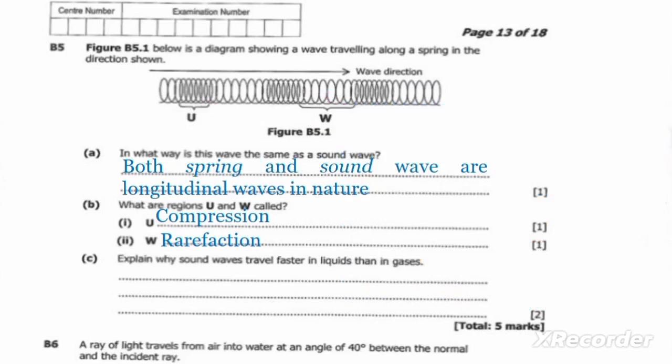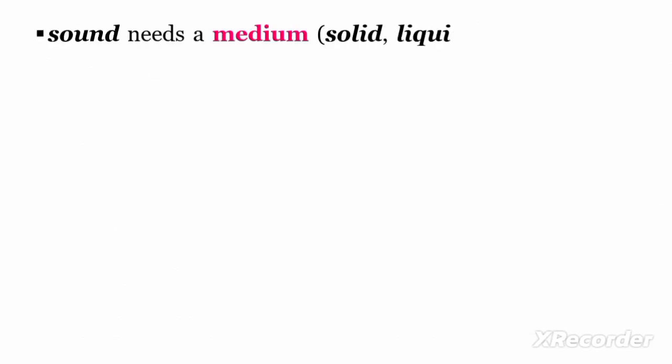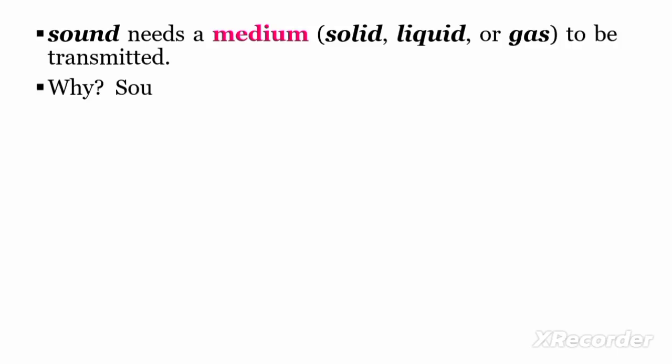We shift to the next question, which is question C. Explain why sound waves travel faster in liquids than in gases. Ladies and gentlemen, we need to remember that for sound to move from point A to point B, it needs a medium, and this medium can be solid, liquid, or gas. In simple language, for sound to move, it needs particles. Sound needs a medium, solid, liquid, or gas, to be transmitted.